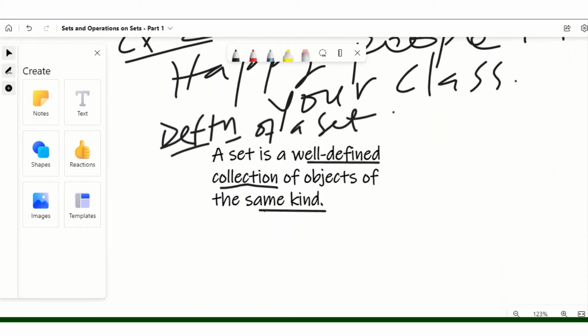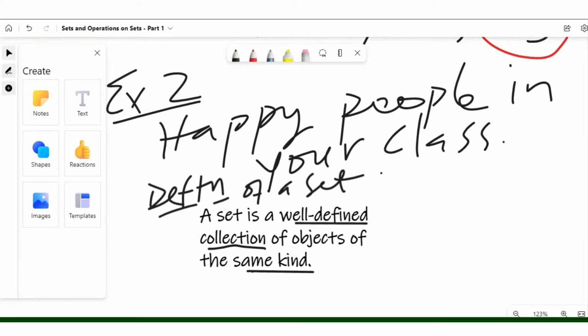So a set is well-defined. So it is not relative, as in happy people in your class. So Kojo can say, all right, let me use a different way, Ya is happy.